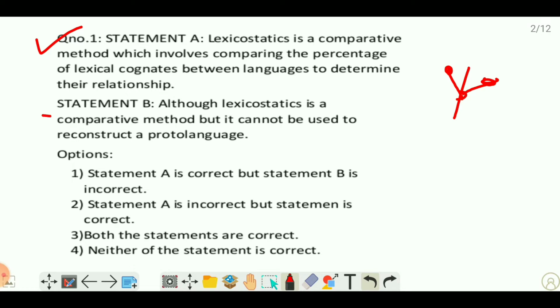Statement B, although lexicostatistics is a comparative method, it cannot be used to reconstruct a proto-language. Statement number B is also correct because in lexicostatistics we compare cognates of two different languages to find similarity between the languages. But in order to reconstruct a proto-language, we have to check the phonological similarities between the languages to reach the prototype. For that, we use the process of external reconstruction but not lexicostatistics. So option number 3, both the statements are correct, is the correct option.